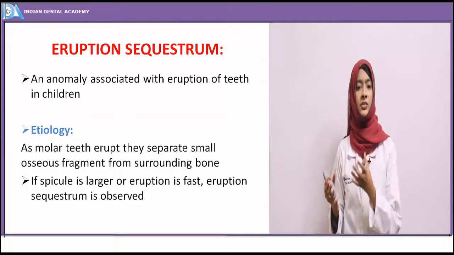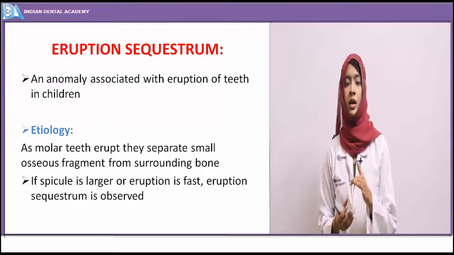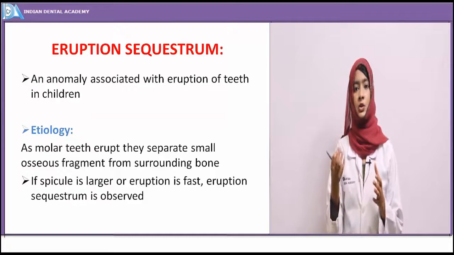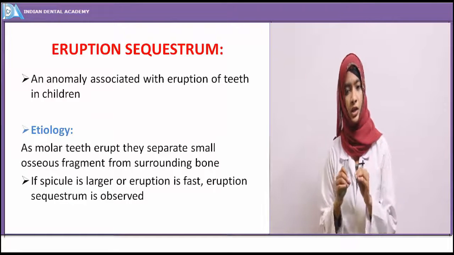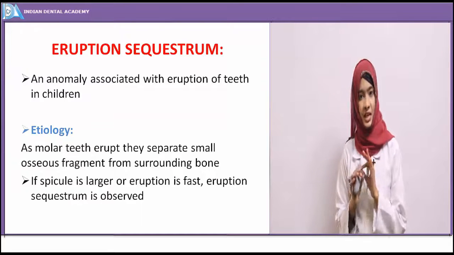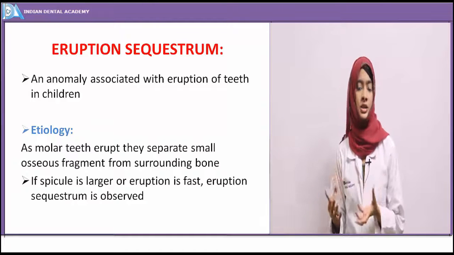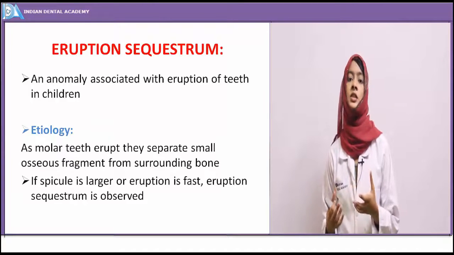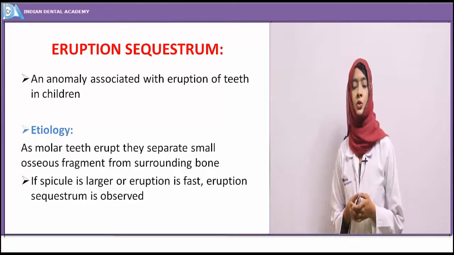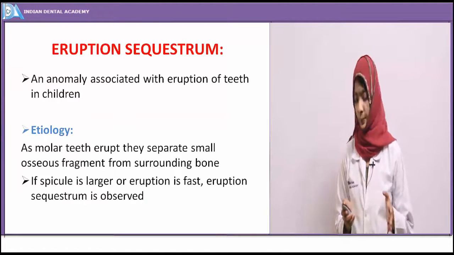Normally, even if the molar takes up the spicule, by the time the tooth erupts into the oral cavity the osseous fragment should resorb. It will undergo resorption normally. If it doesn't undergo resorption, or if the bony spicule is large, or the tooth undergoes early eruption, you can see the irregular spicule of bone. So eruption sequestrum is nothing but the bony irregular spicule.